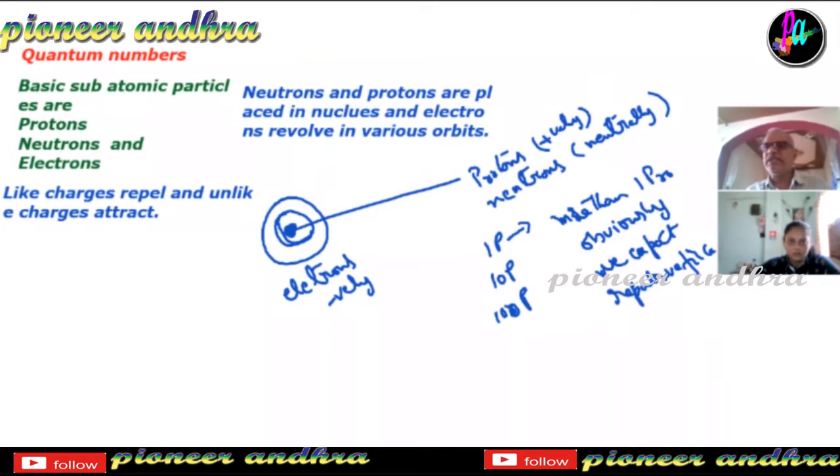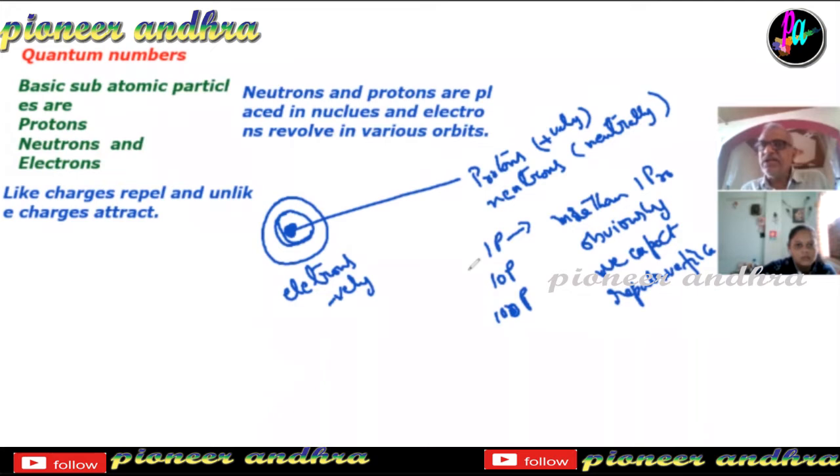Basic subatomic particles are protons, neutrons, and electrons. Protons and neutrons are placed in the nucleus, whereas electrons will be revolving around the nucleus. This is how we have seen. Protons are positively charged, neutrons are neutral, and electrons are negatively charged. We also know that like charges repel and unlike charges attract.